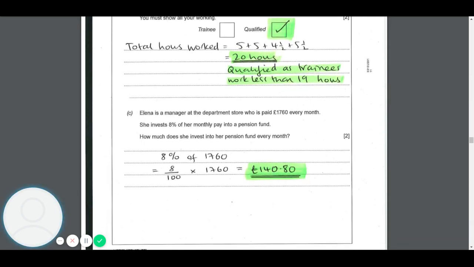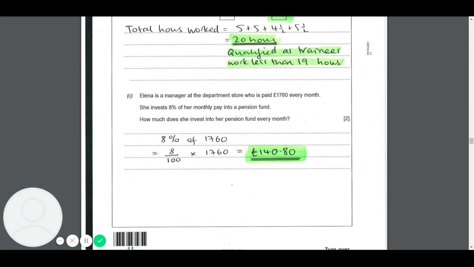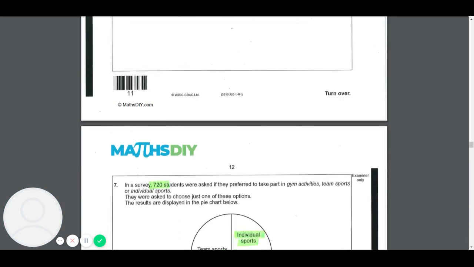Lane is a manager who is paid £1,760 every month. She invests 8% of her monthly wage into a pension fund. How much does she invest? So you could do 8. You could use the percentage button on your calculator times 1760. You could do 8 over 100 because that's the same as fraction, or you could do 0.08 because that is the same as a fraction. But multiplied by 1,760, you're going to get £140.80, and that is the amount she puts into a pension fund.